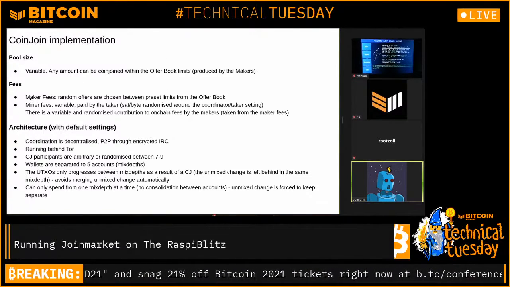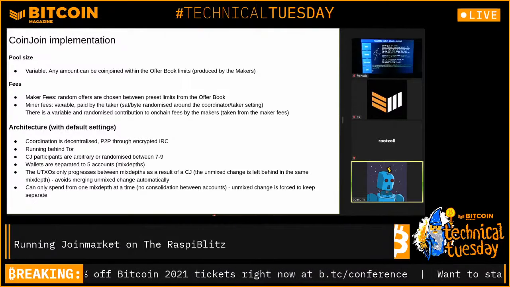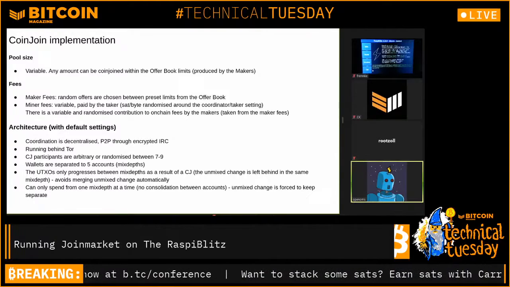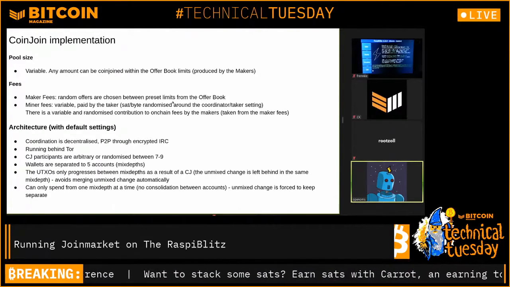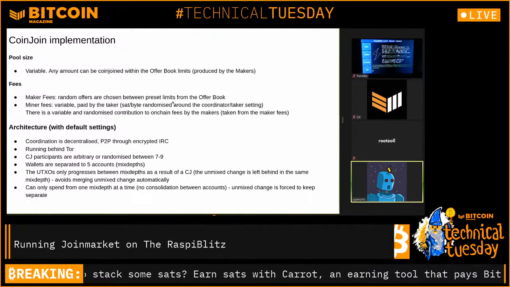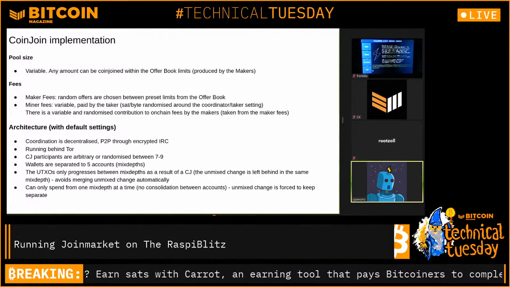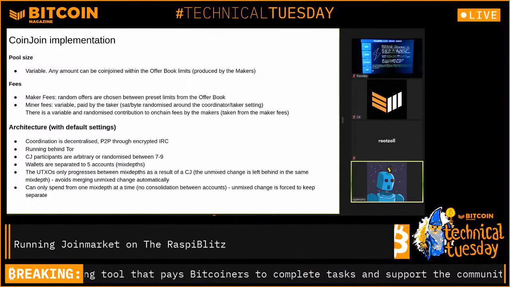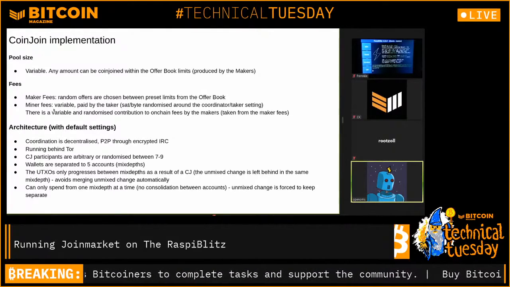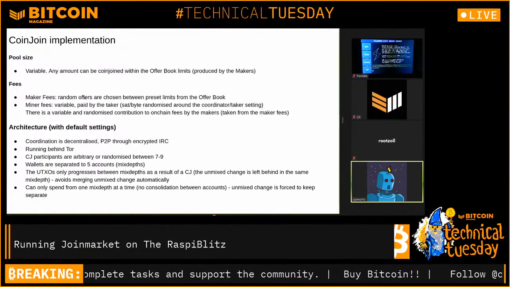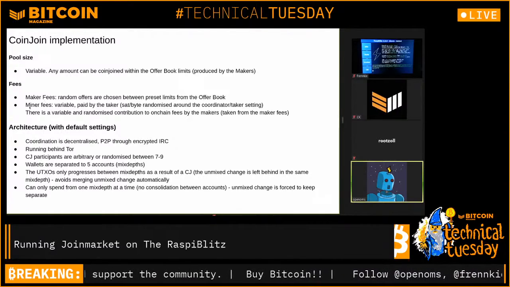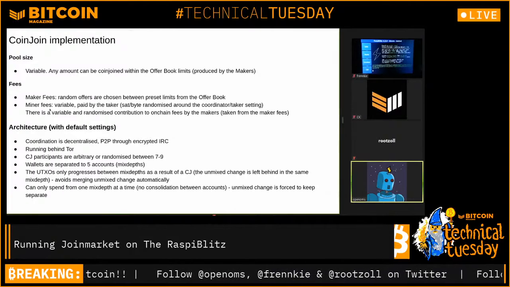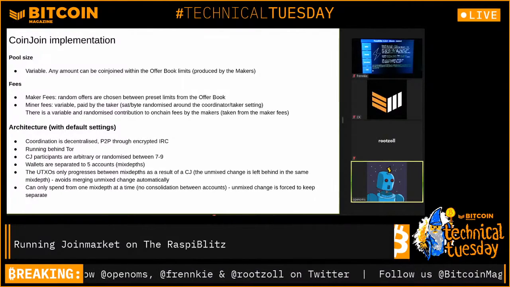The fees are made up of two parts. The first is the fees which are paid to the makers. These are set by the entities who are putting these funds up on offer, but they are also randomized within the set limits, which is by default plus minus 20%. Each maker, each participant in the CoinJoin, would get some of this. And the miner fees, which obviously depend on how big the transaction is, so how many participants there are and how many inputs and outputs there are in the transaction.